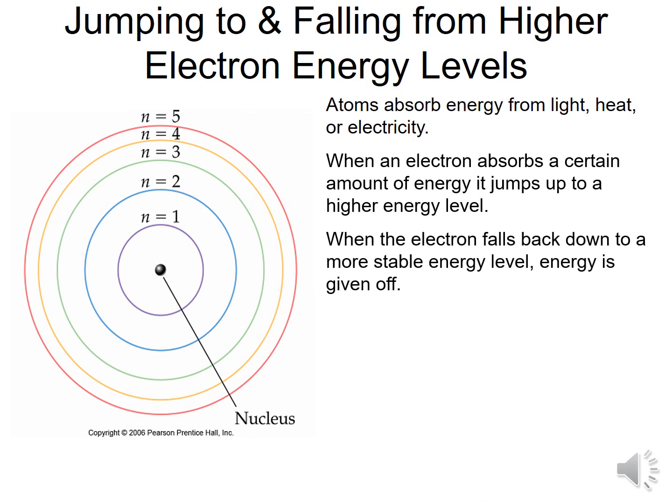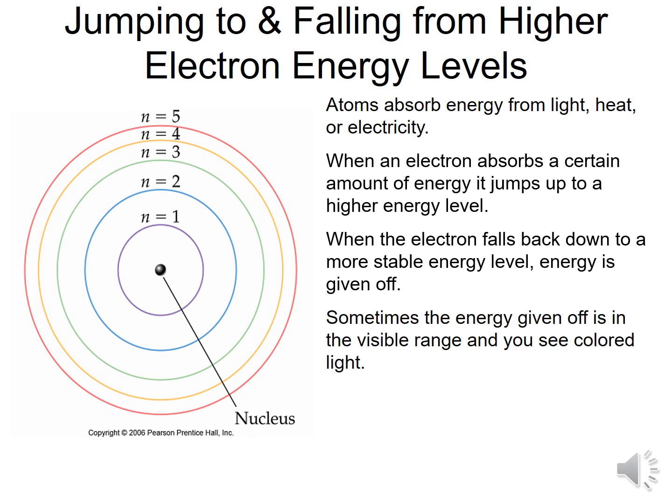When the electron falls back down, energy is going to be given off in the form of light. That's why atoms will glow when energized with heat or electricity. So electrons can move from one level to another by absorbing energy or by emitting energy. Absorbing energy makes the electrons move up in energy levels. Giving off energy lets them move down in energy levels. Often when they give off energy, you can see it as visible light. Different colors would be different energies. For example, red is lower energy, violet is higher energy.